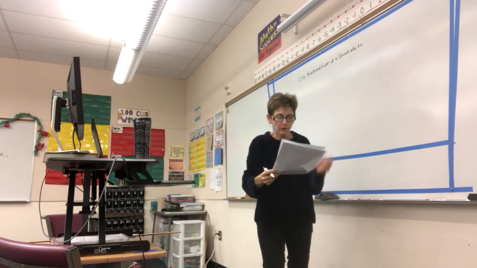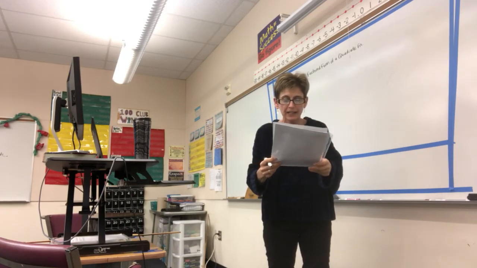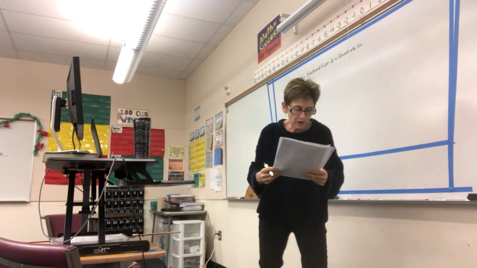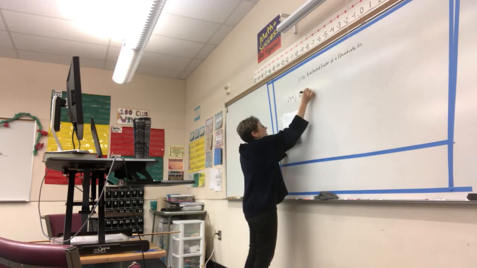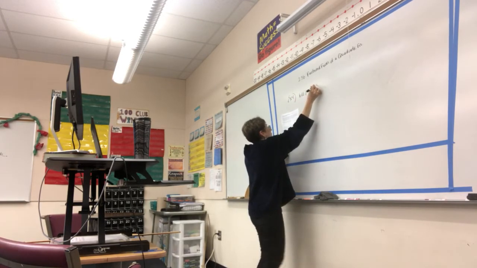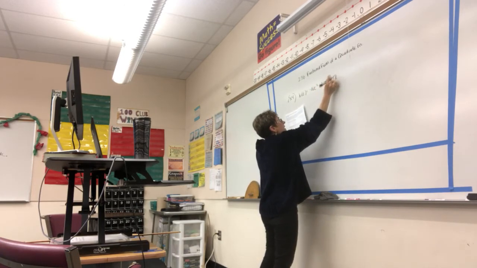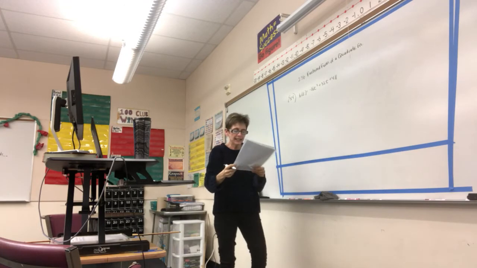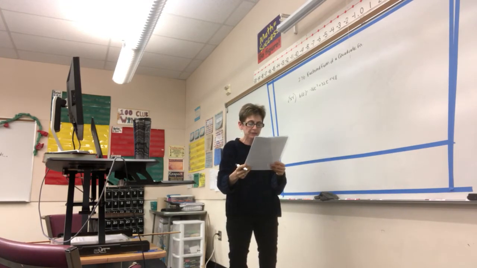Marco hits a golf ball into the air from the 3rd level of a driving range that is 48 feet high. The function h of t equals negative 16t squared plus 32t plus 48 gives the height h in feet of the golf ball t seconds after it is hit into the air. When will the ball hit the ground?